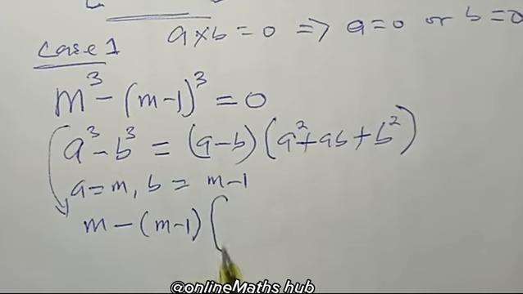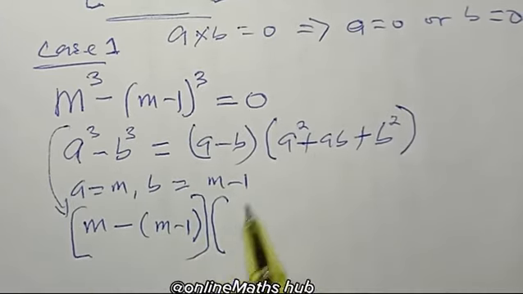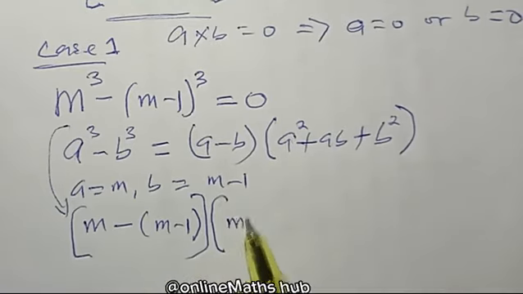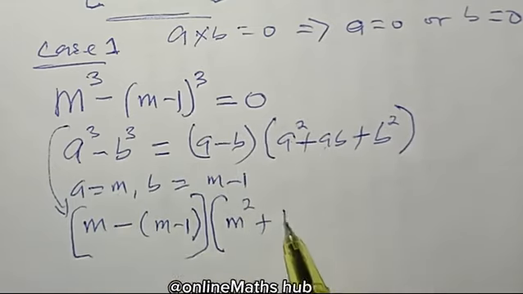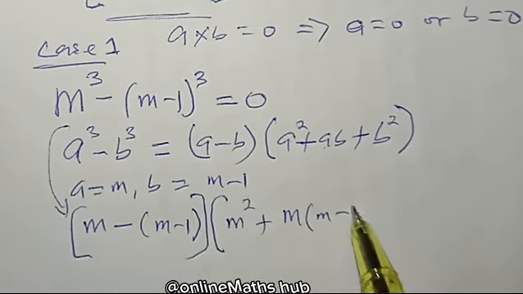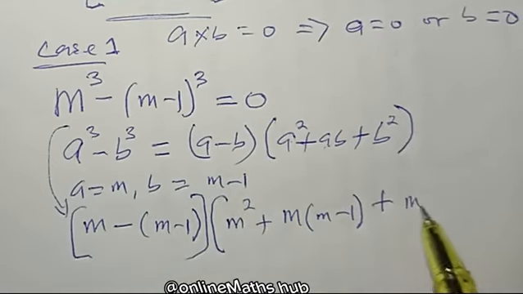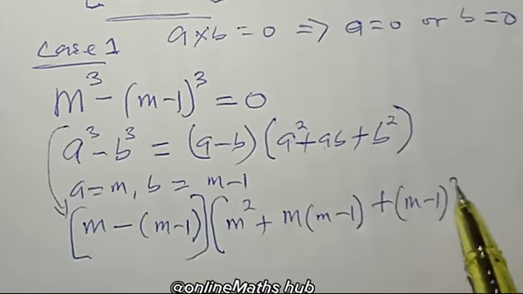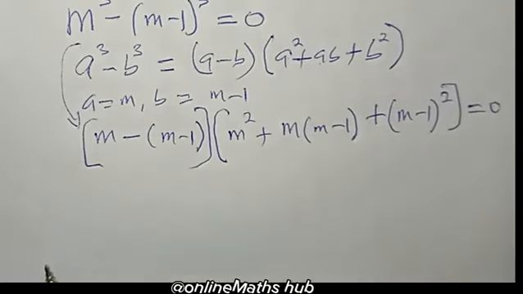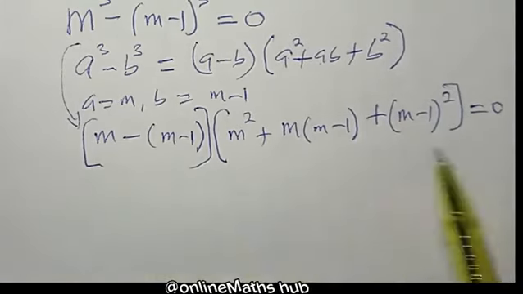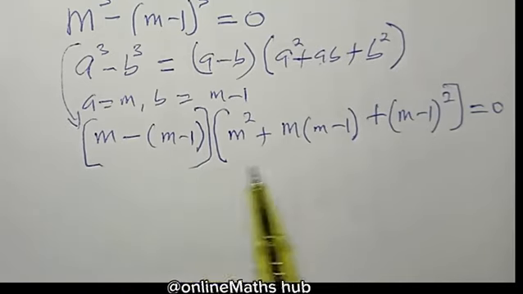Okay, and then let me still put this in a big bracket, and then multiplied by a squared, which is m squared, plus ab, that is m multiplied by m minus 1, and plus b squared, which is m minus 1 all squared, equal to 0. We're also going to be using the zero product rule to simplify this, and so the first case here is what we have right here.